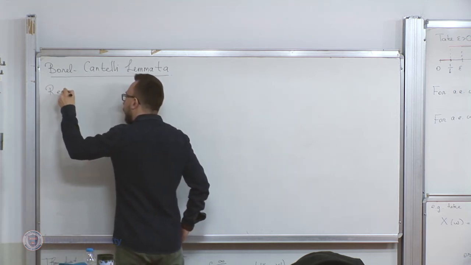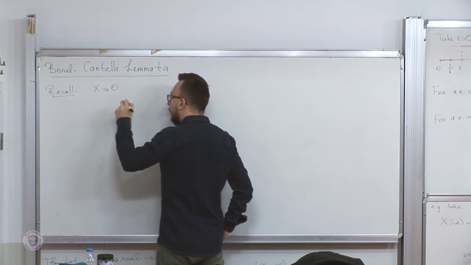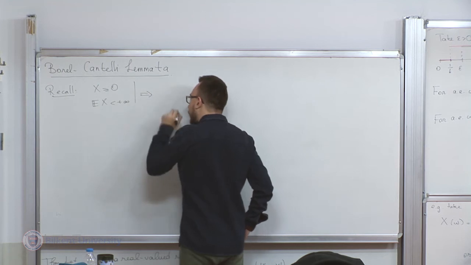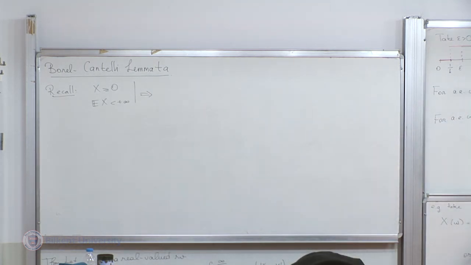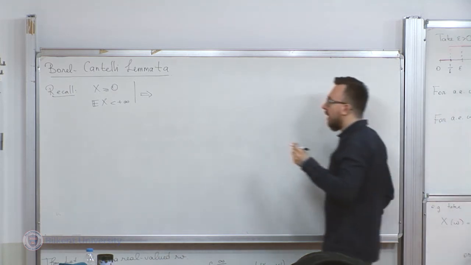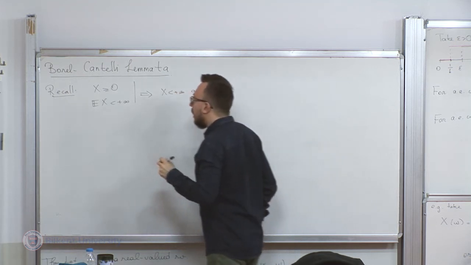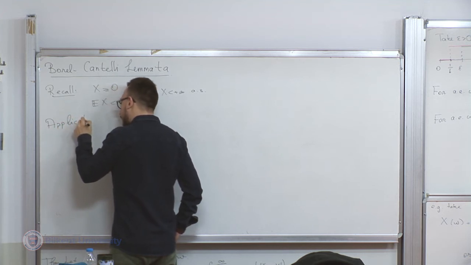So let's recall the following thing that we also used in the first hour. If you have some random variable that is positive and has finite mean, what can you say about this random variable? Positive random variable with finite mean. What can you say about that? It is finite almost surely, right? So X is finite almost surely. Okay.